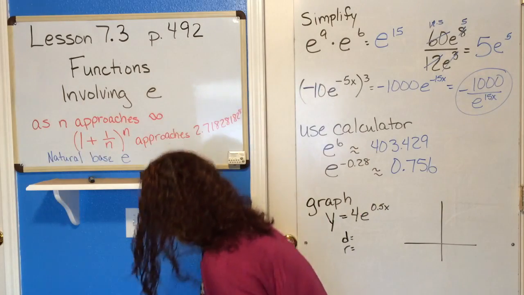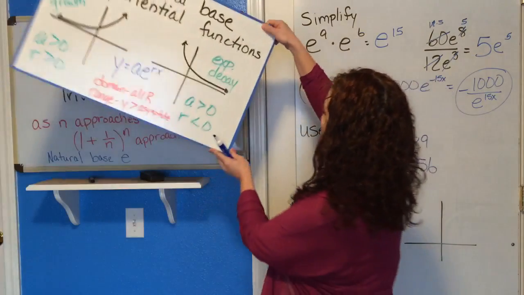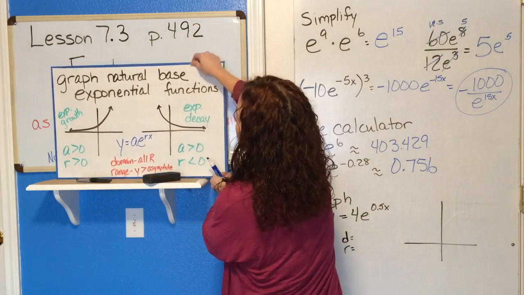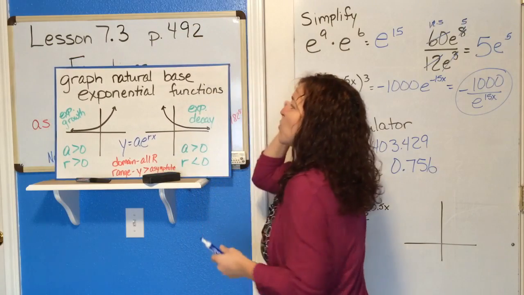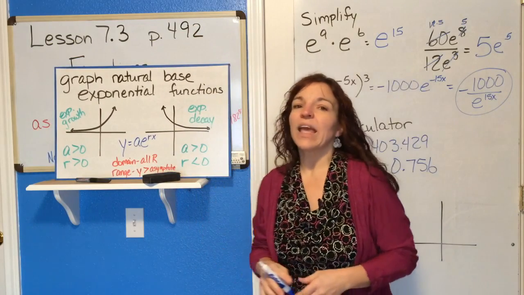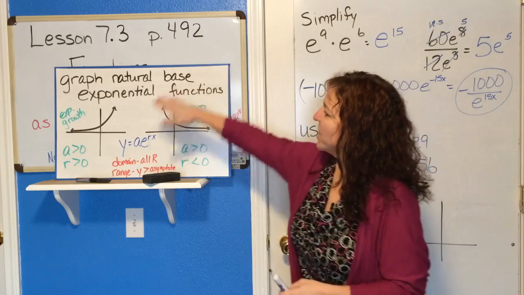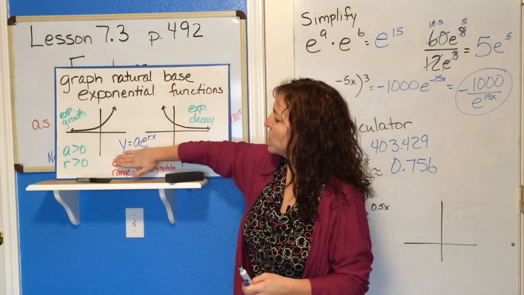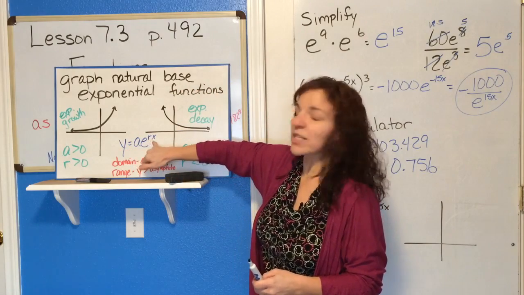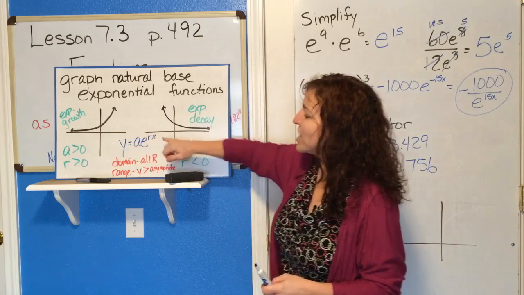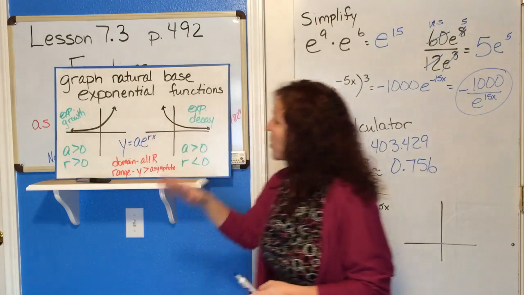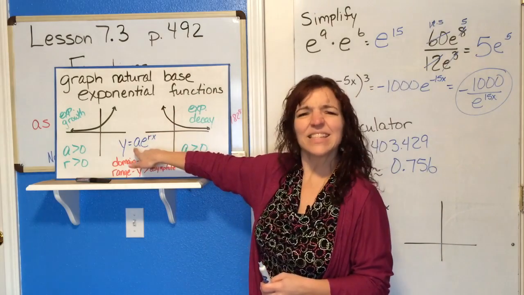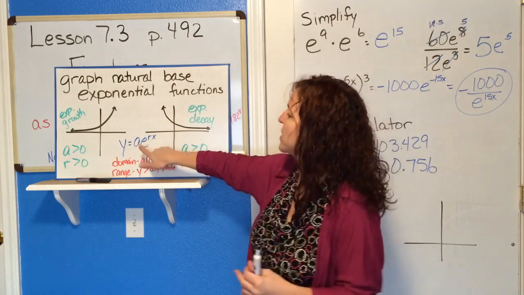All right, so enough with simple. Let's make things difficult. Here we go. So we're going to graph these natural base exponential functions. Graphing functions with e is simple. Here's our base equation, y equals a times e to the rx power. So any equation that looks like this, your graphs are going to look like this.